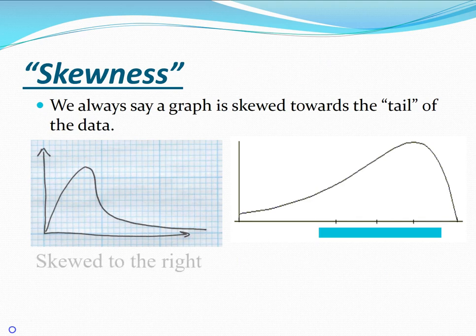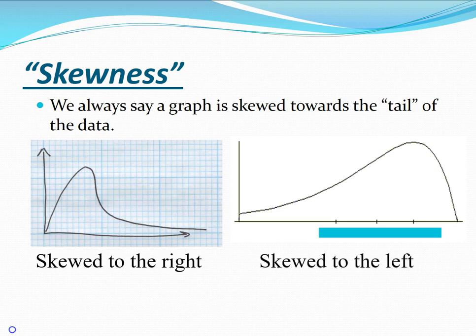The first graph there is an example of something that's skewed to the right. The longer tail is to the right. So you always want to go in the direction of the longer tail. Whereas the other one, the one on the right side, is skewed to the left because the longer tail is to the left.